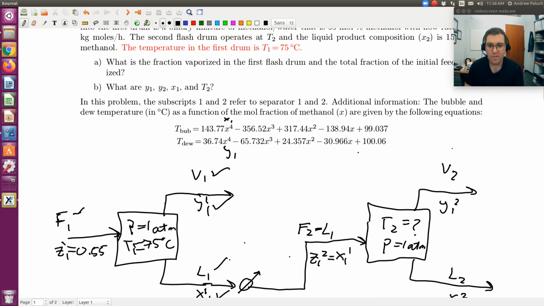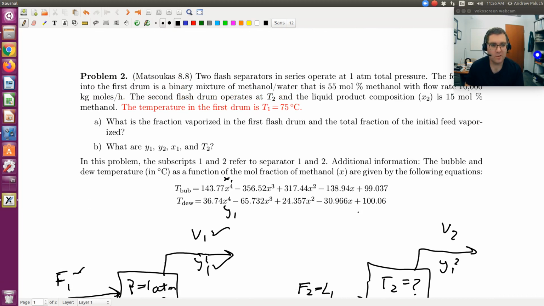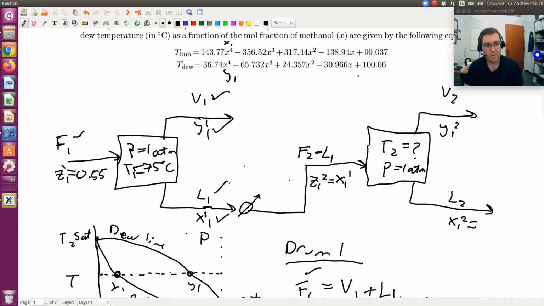Okay, and if I look at what we have, we're given that the liquid product leaving the second drum is 0.15. So I know X12 is equal to 0.15. All right, so now what we do next is we can solve drum 2, right? What's nice is we can solve drum 1 independent of drum 2 in this problem. And so thinking again, if I have a binary system at two-phase coexistence, I have 2 degrees of freedom. Here I'm specifying pressure and I'm specifying liquid composition. Liquid composition counts as a degree of freedom. And so that means I can solve for T and Y1.